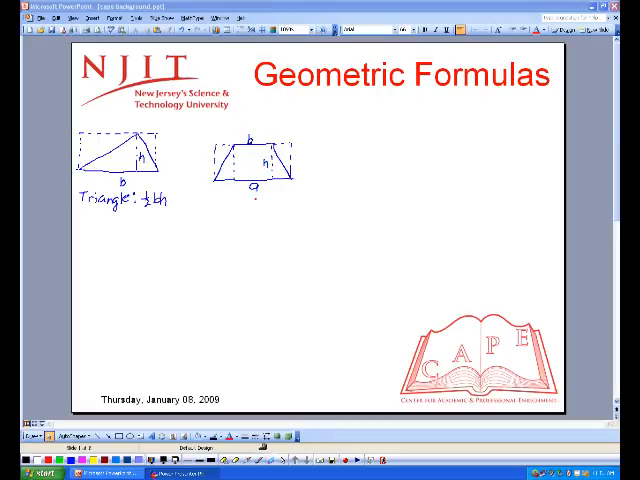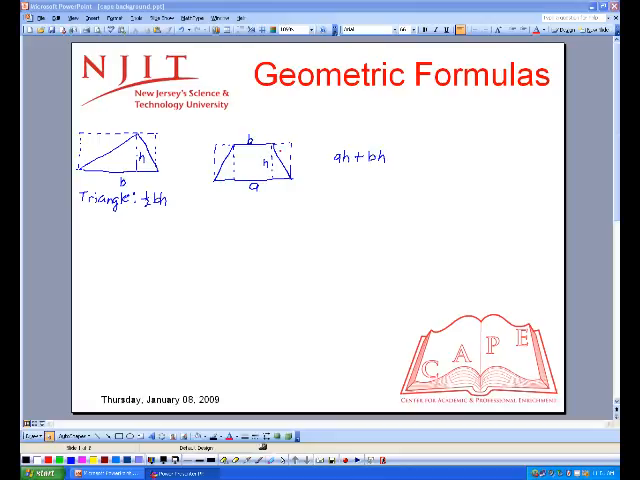Now the bigger rectangle has an area of AH. The smaller rectangle has an area of BH. So if we add them together, it's going to be AH plus BH.